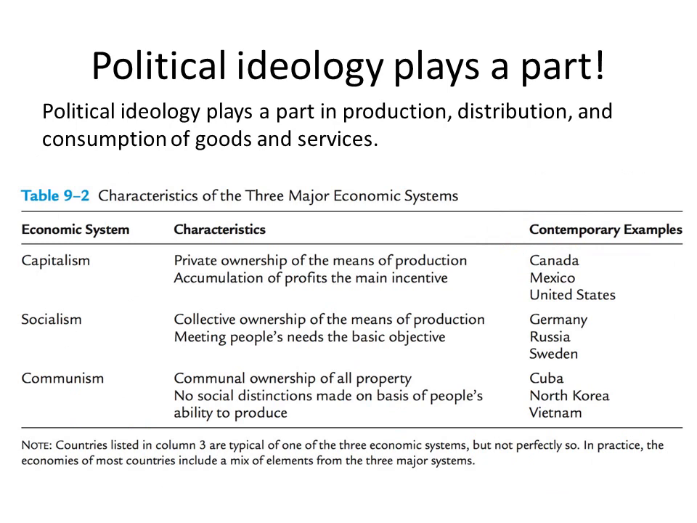Now, one of the things that a lot of people don't really consider is that how our economic system is structured, political ideology plays a big part in the production, distribution, and the consumption of goods and services. And so what we're going to talk about are the characteristics of the three major economic systems. That's capitalism, socialism, and communism. This is a great chart because it has contemporary examples and characteristics in a small chart.